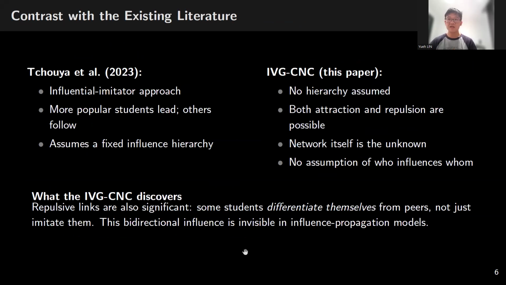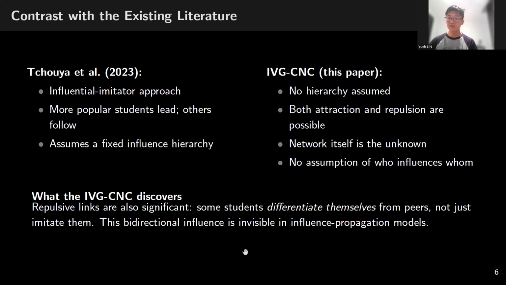How does it compare to the existing literature? So we have a reference point on the right-hand side from the work of Chuya et al., 2023, who analyzed the same Glasgow dataset using an influential imitator approach. Their model assumed a fixed influence hierarchy: the more popular the student is, the more the others follow them. This is a one-directional and hierarchical view of peer influence.